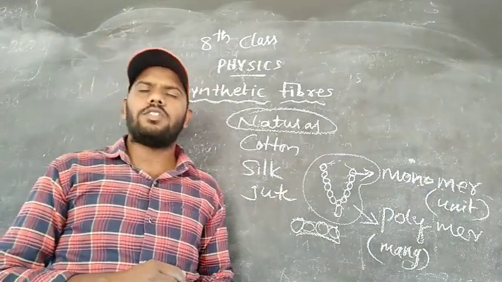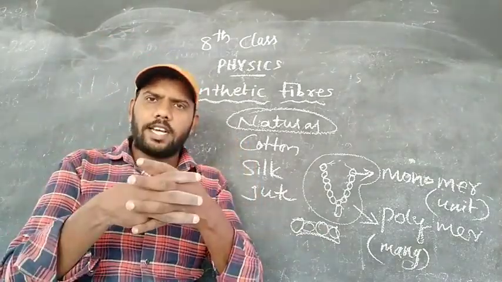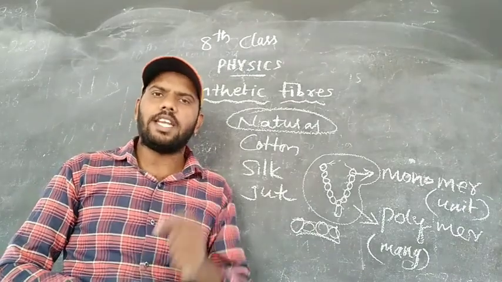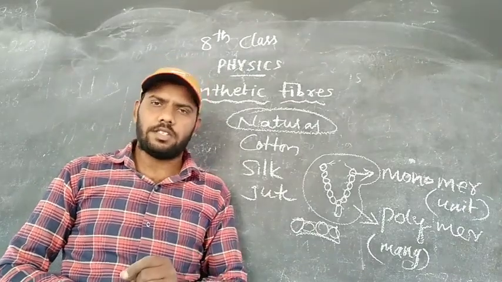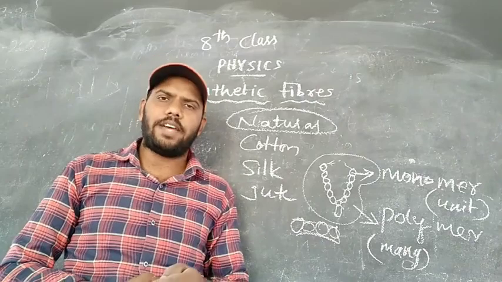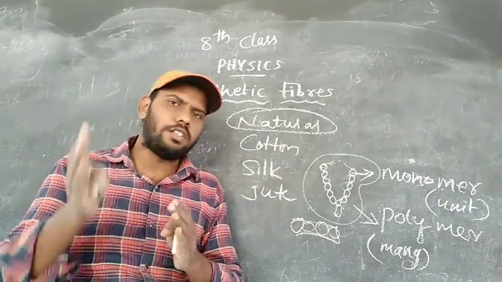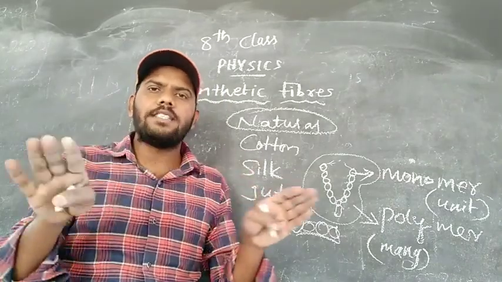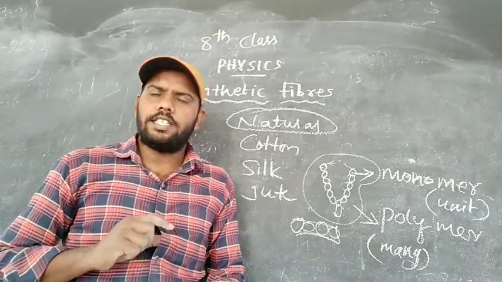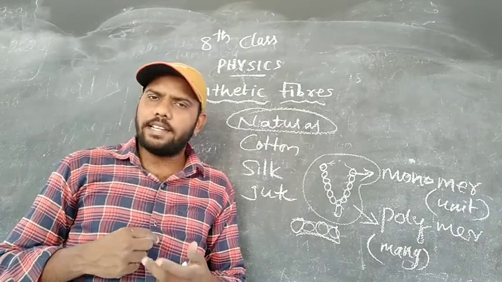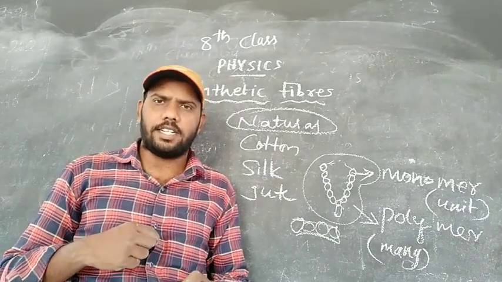In synthetic fiber also, different units are joined together and they make the synthetic fiber, with a different process. So unlike natural fibers, it looks like a natural fiber, but it is not. Look at this shirt. This shirt looks like a cotton shirt, but it is not a cotton shirt. It is a synthetic shirt, synthetic fiber.